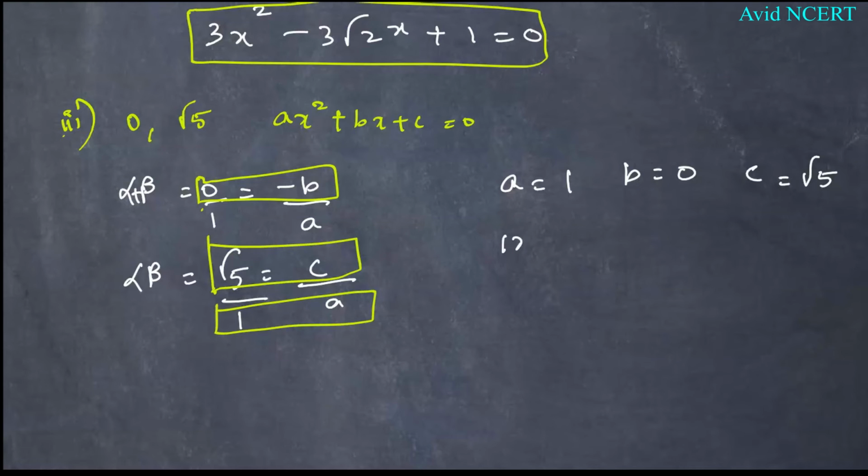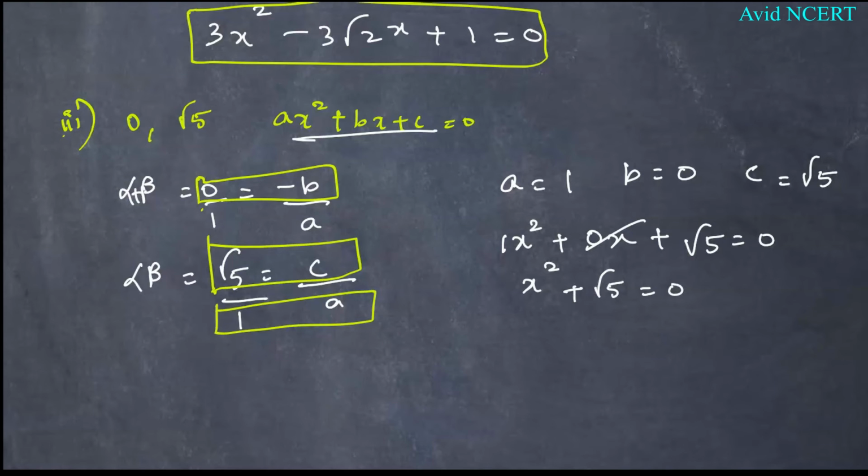So 1x square plus, substituting in this equation, b is 0x plus c is root 5 equals 0. Since this term is 0, we can leave it, so x square plus root 5 equals 0. This is the quadratic polynomial equation of this problem.